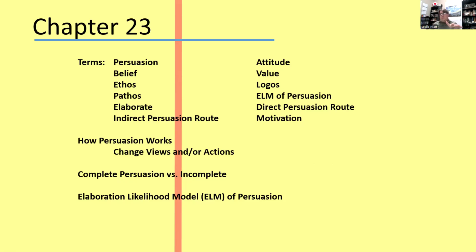That is ethos when it comes to persuasion. What is your ethics? What is your morality and so forth? Your beliefs and stuff like that.